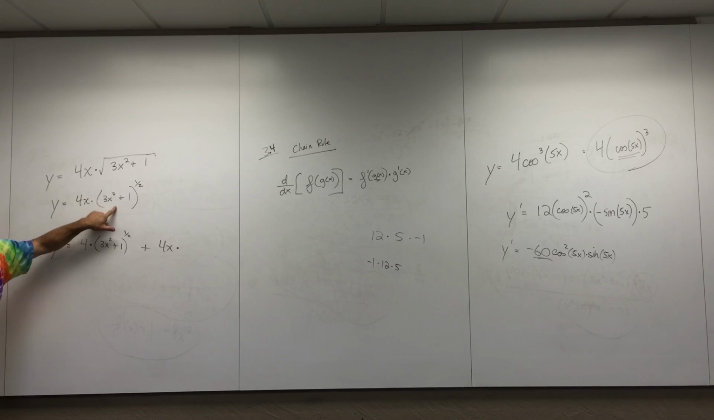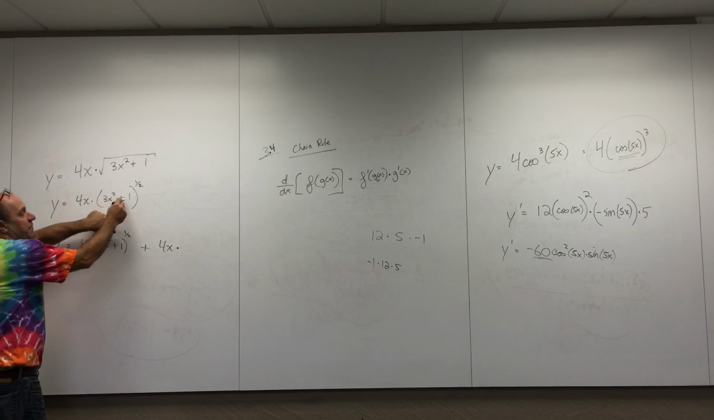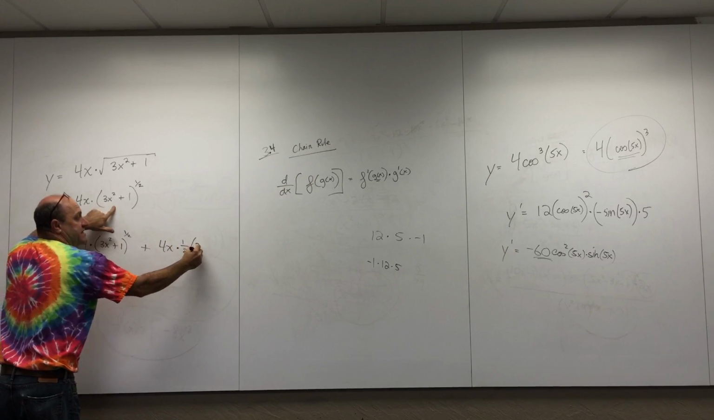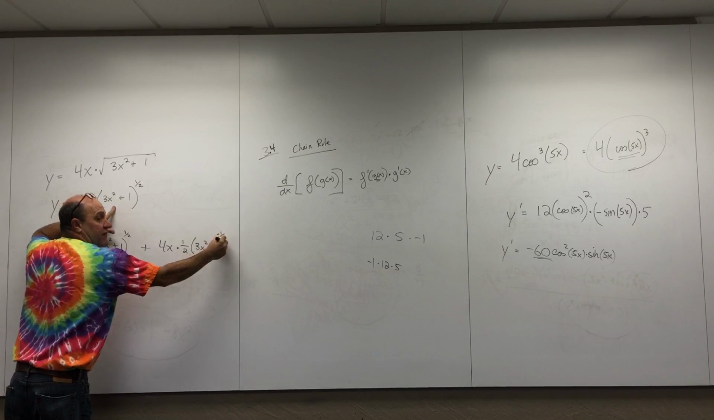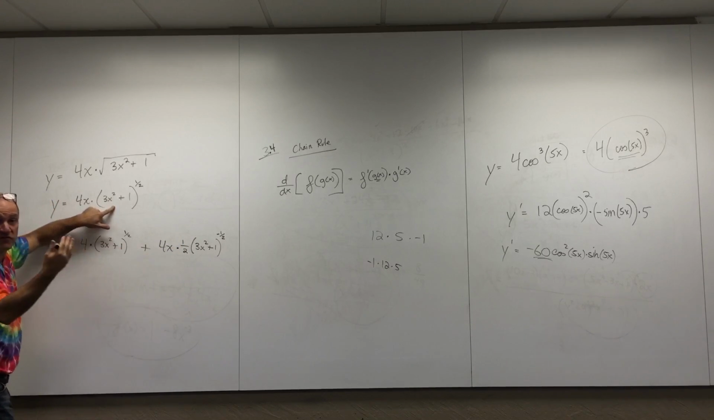Not too terrible, but a little chain rule, right? His derivative. Because it's something to a power. So how do you do something to a power? You do 1/2 times that stuff to the negative 1/2. That's the power rule. That's the power rule of something to the half.